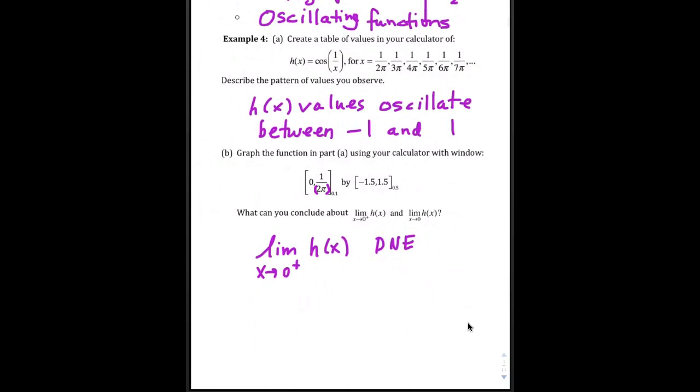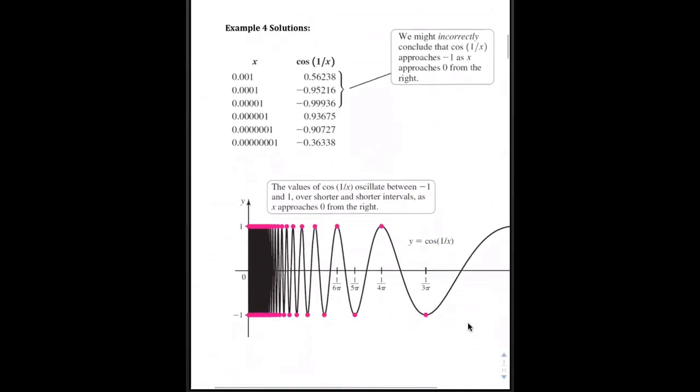We know that in order for the overall limit to exist, we would need the limits from the right and the left to be the same and to exist. Since we have one of those limits that doesn't exist, we can conclude that the limit as x approaches 0, the overall limit, also does not exist. At this point, I feel like asking if there are any questions, but I can't hear you. So anyway, let's move along.